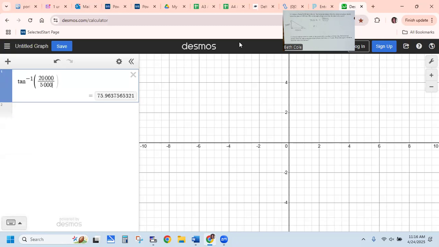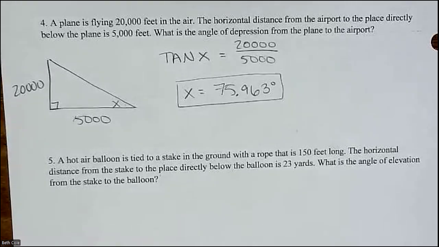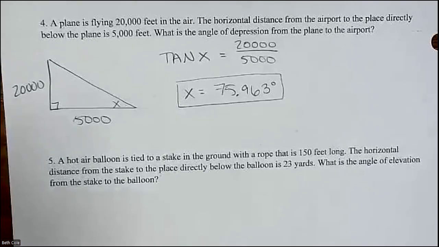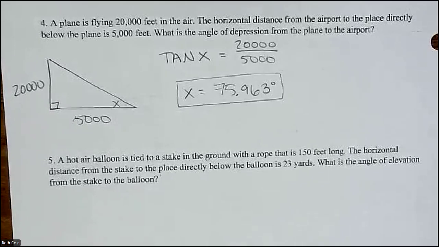75.963 degrees. And make sure you put the degrees because those are your units. I always preface questions with that. Because we're using inverse functions to find them.